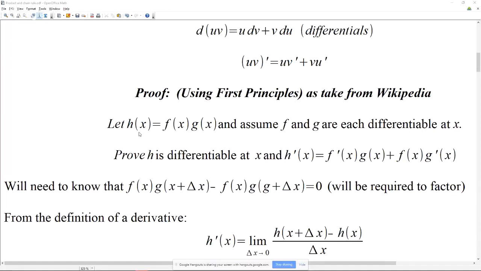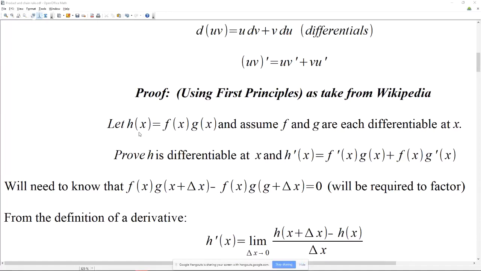Okay, we're going to prove that H is differentiable at x prime of x. So basically, that's the product rule, right? We want to prove that H is differentiable at any point for x. We want to prove that H of x is differentiable, okay? And again, this is going to be the proof taken exactly off of Wikipedia.